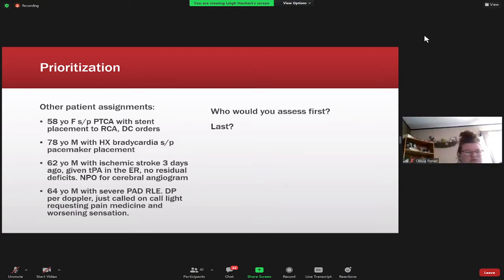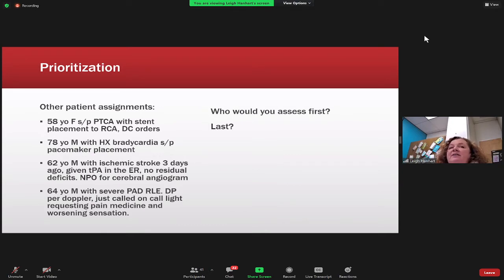Let's look at your other patient, 62-year-old male with an ischemic stroke 3 days ago, given TPA in the ER, no residual deficits, and he's NPO for a cerebral angiogram. So we're going to learn about this in Perfusion 2 as well, strokes, okay? An ischemic stroke is basically where we have a loss of blood flow or a blockage within that area, okay? TPA is a clot busting medication, okay? And that is our gold standard therapy for stroke patients. It goes in and eats away clots.